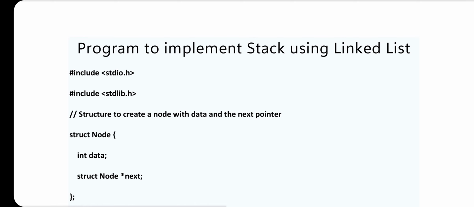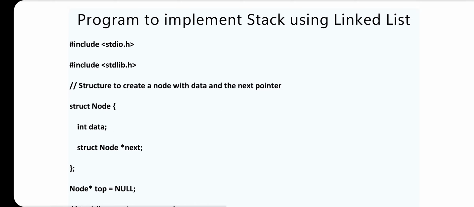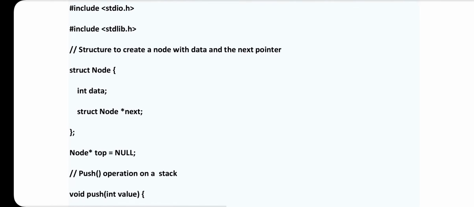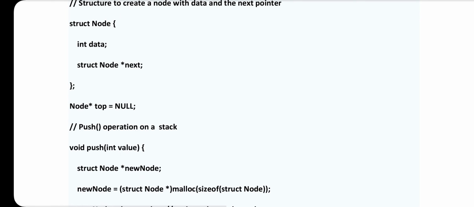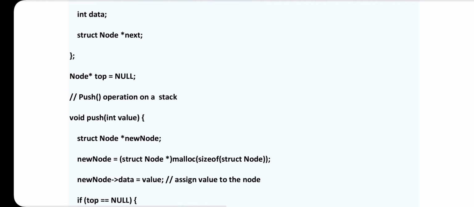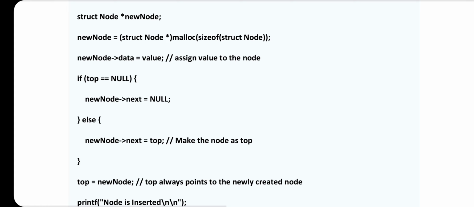Here is a program to implement stack using linked list. First, we create a structure to create a node with data and a next pointer. First, we call the push method with a dynamic memory allocation malloc statement. We assign a value to the node and make the node the top. The top always points to the newly created node.